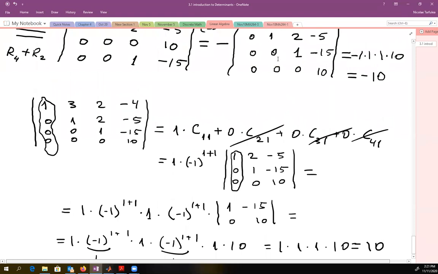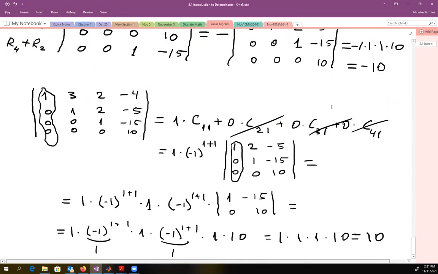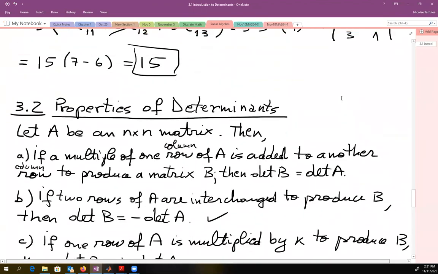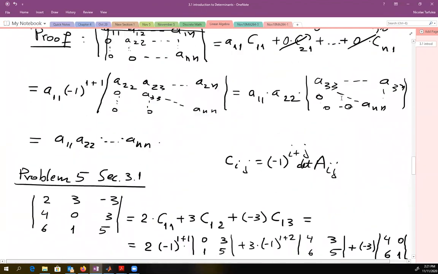So is this clear? I don't know if I wrote this or not, but I think we said that the determinant of, let me see if we said that. Otherwise, I'm going to say it again.